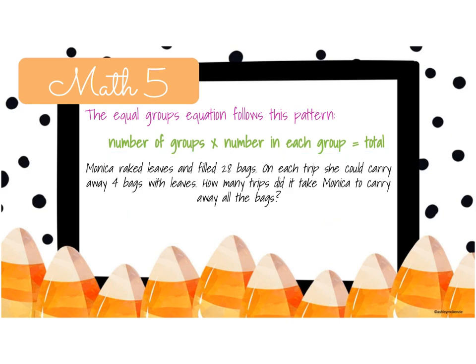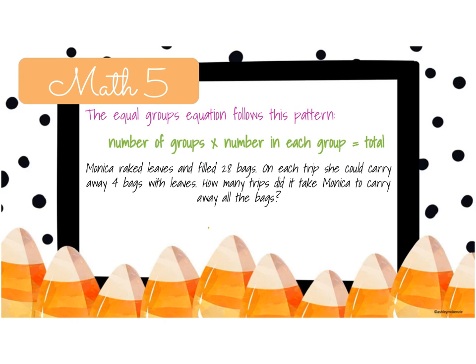All right, let's look at this one. Remember my pattern, okay? Monica raked leaves and filled 28 bags. On each trip, she could carry away 4 bags with leaves. How many trips did it take Monica to carry away all the bags? Okay, on your whiteboard, write down what you think the equation is going to look like and then solve it. Ask yourself, does my answer make sense? Make sure it is reasonable. You can pause here and then play when you're ready.